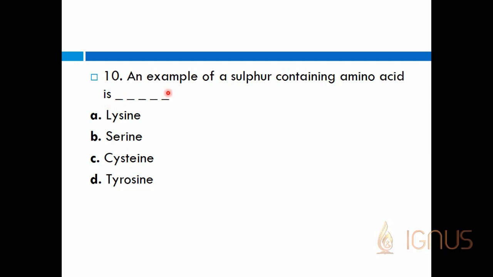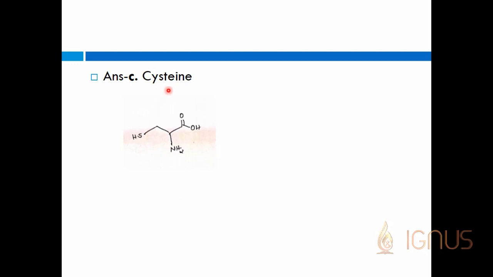Question number 10. An example of a sulfur containing amino acid is option A lysine, option B serine, option C cysteine, and option D tyrosine. Try to find the best possible answer. Let us discuss the solution for this question. Answer is cysteine. Here you can find the structure of cysteine. There is a presence of a sulfur atom. Just write down the structure of cysteine.